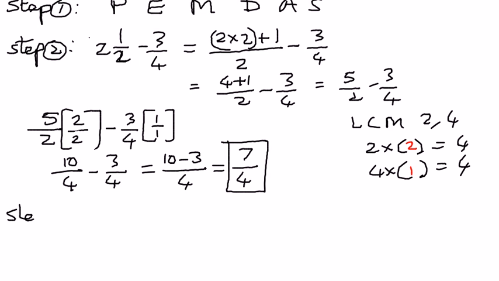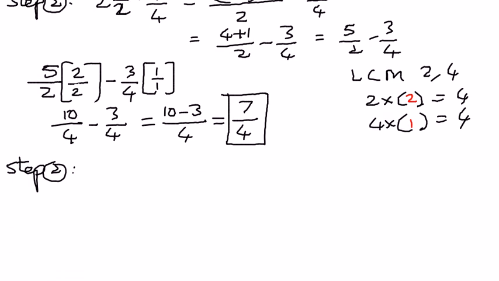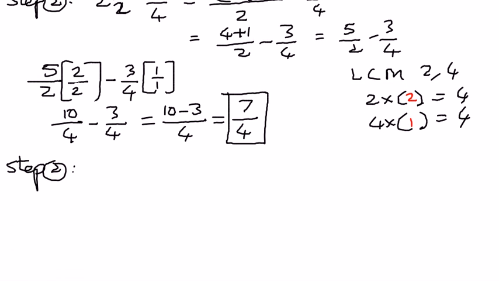In step number 2, the equation is 5 over 7 plus 2 1/2 minus 3/4 divided by 1 over 4, the whole thing raised to the power of 2. So we have 5 over 7 plus 2 and 1/2 minus 3/4 simplified to 7 over 4, and then divided by 1 over 4 raised to the power of 2.